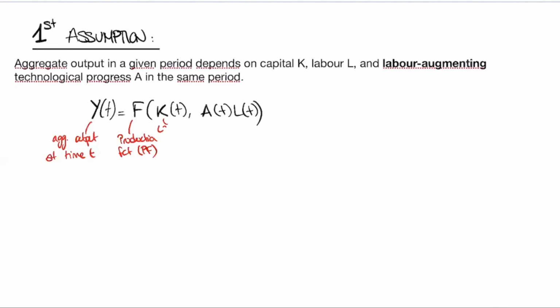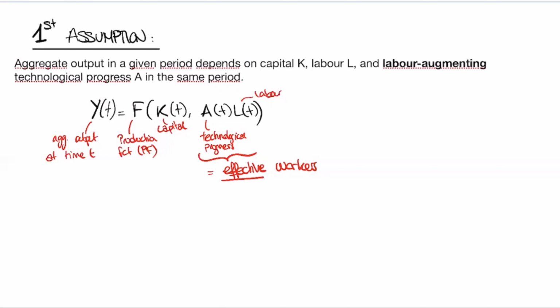Then we have capital at time t. We have technological progress at time t. And labor also at time t. And A_t L_t is actually equal to the effective workers. And when we will study the Solow model, we will talk a lot about the effective workers instead of just labor, for example. So that's a notion to remember.